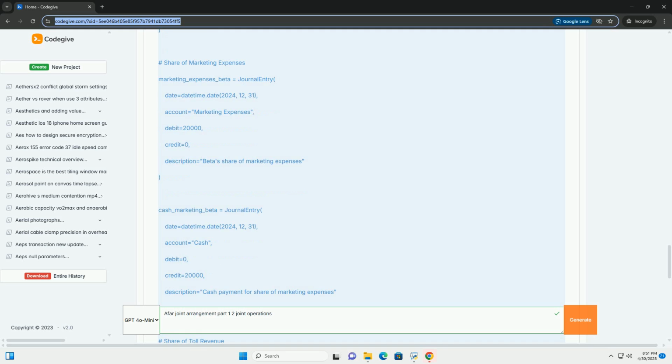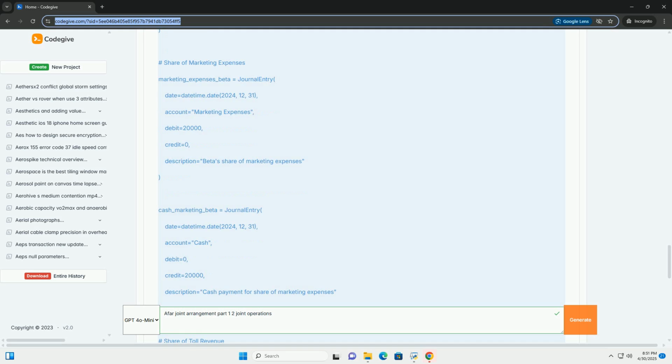5. Capital contributions. The contribution of assets by a joint operator to the joint operation does not usually give rise to a gain or loss, unless the asset is sold at a price different from its carrying value, as discussed above. Instead, the asset remains on the contributor's books at its original carrying value.